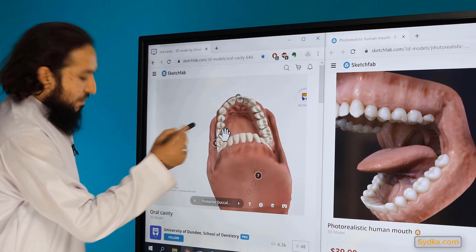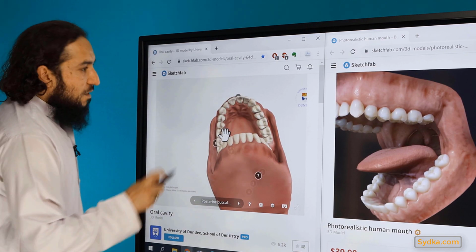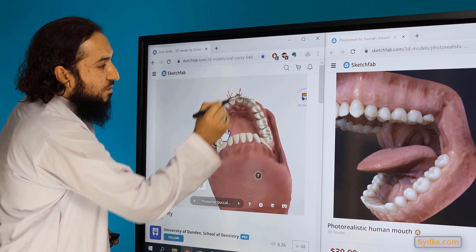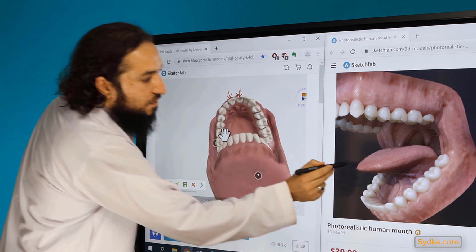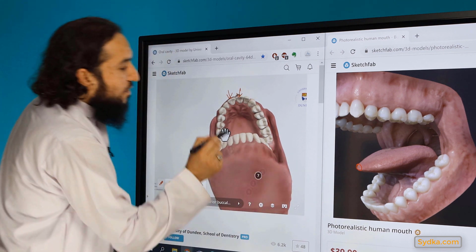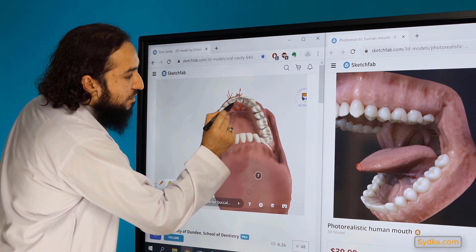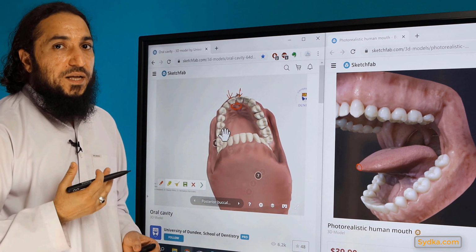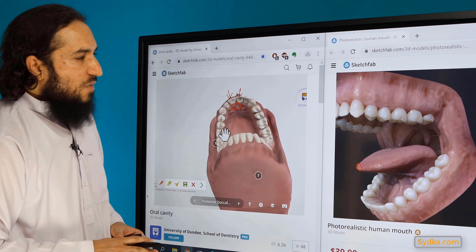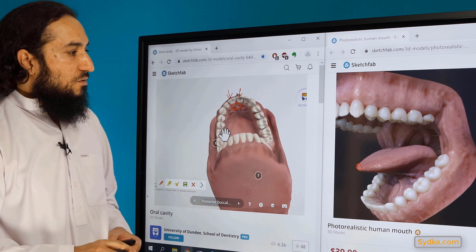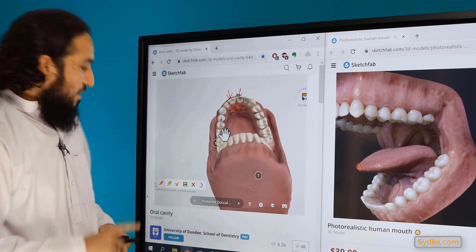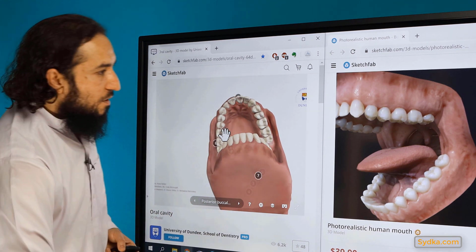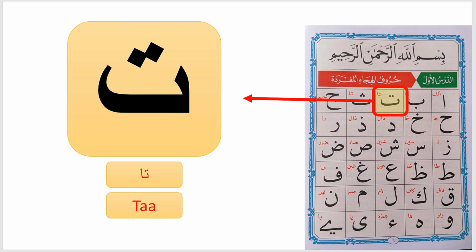This one, look. So this is the top incisors, these two, and this bit, the top side of the tip of the tongue, will touch this area. So that's basically the articulation point for ta. Okay. I hope this will help you to understand properly.